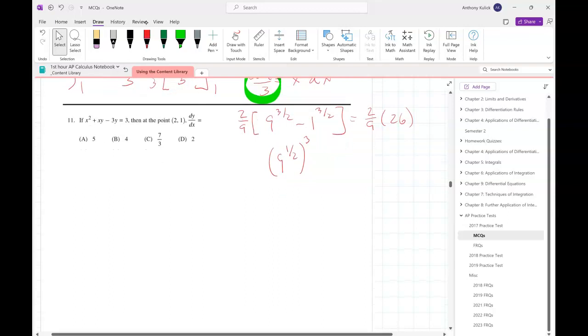11 is also on my list. So it wants us to do the derivative at the point (2, 1). How do I do that? Do you guys remember the name for this kind of problem? So semester 1. This is implicit differentiation.